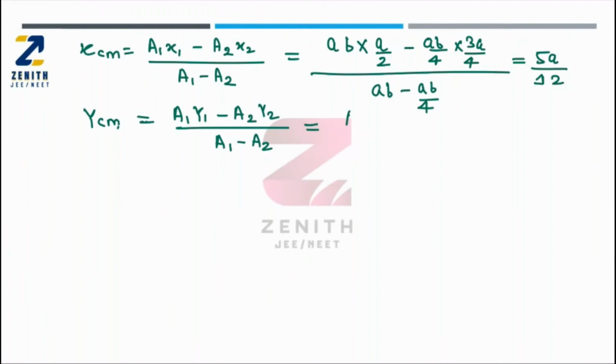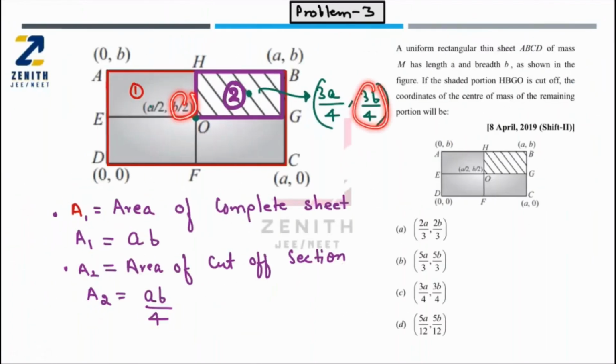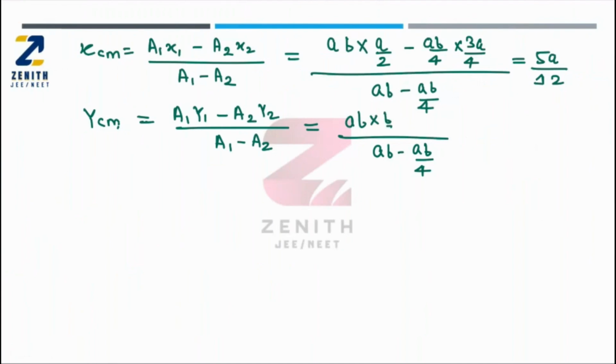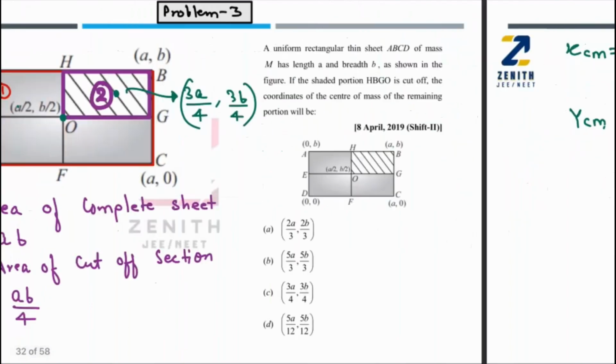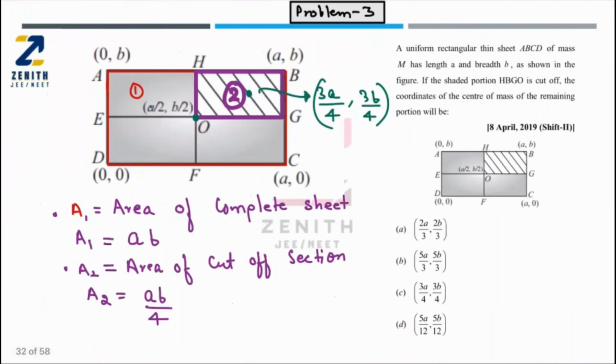Similarly, for y center of coordinate, area is same only, that is AB, and here also AB minus AB by 4. Now check the y coordinate, B by 2 and 3B by 4. So AB into B by 2 minus AB by 4 into 3B by 4. Okay, so once you will solve, again you will get as 5B by 12. Okay, so the center of mass for this rectangular thin sheet ABCD, when you will take a small portion which is HBGO, you will get as option D is the correct answer. Option D is the correct answer.